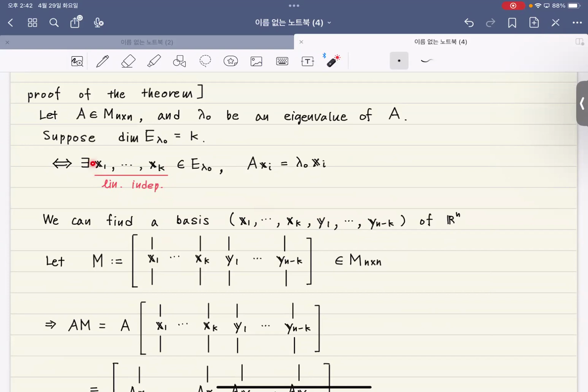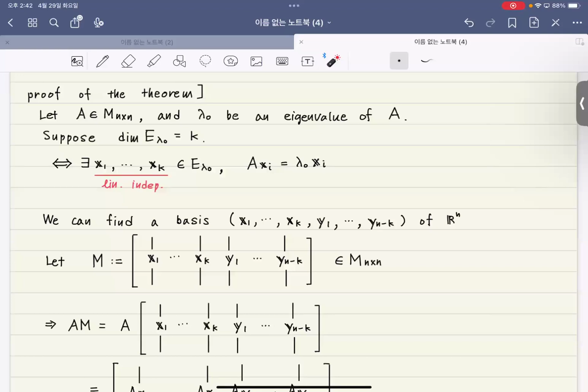But they may not be the basis for the entire vector space Rn. Since this is an n-dimensional space, let me try to find n minus K additional linearly independent vectors so that the collection of all these vectors forms a basis. Maybe you can try to find these from the orthogonal complement of this space, but whatever. You can always find these vectors so that this is a basis of the whole space.